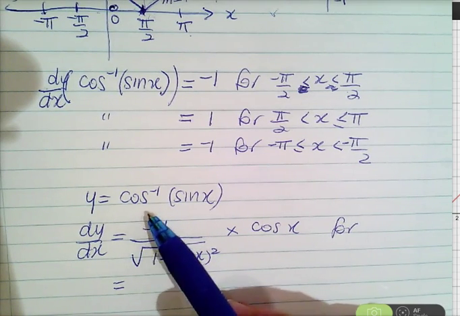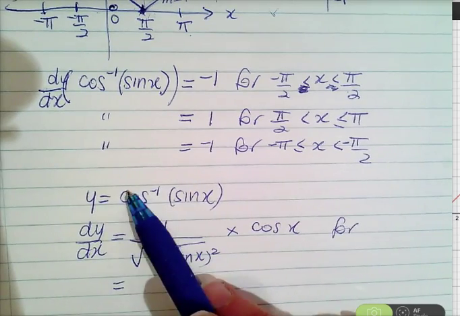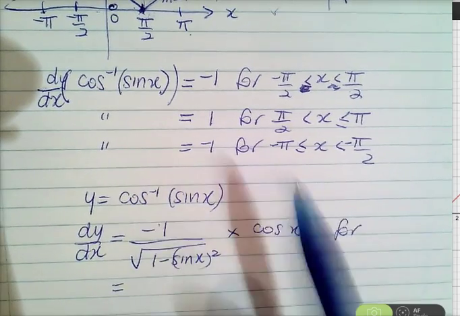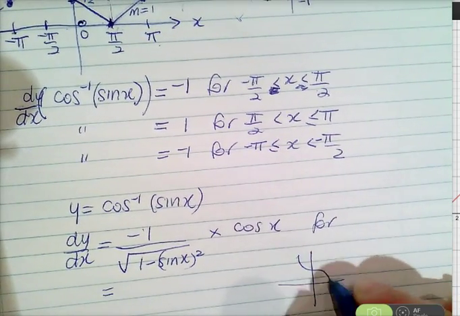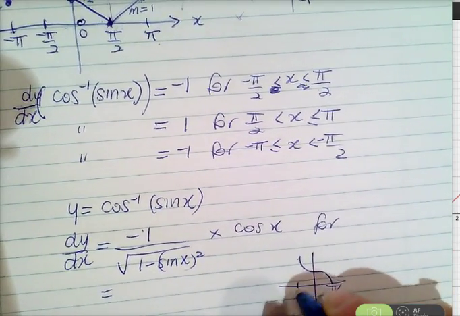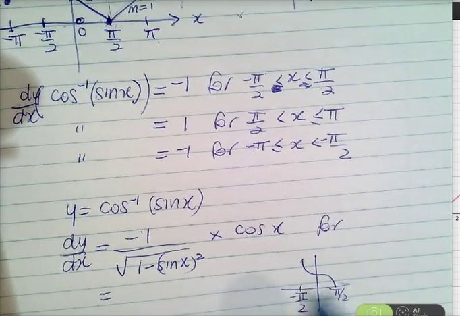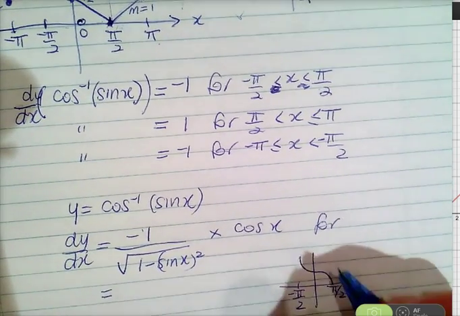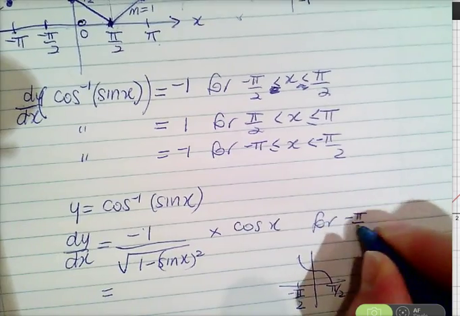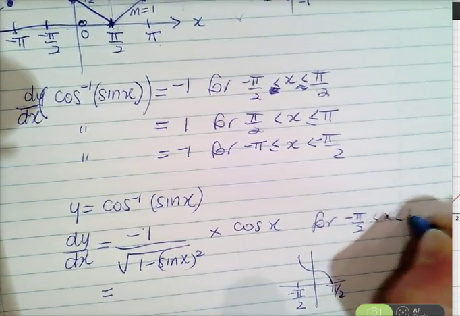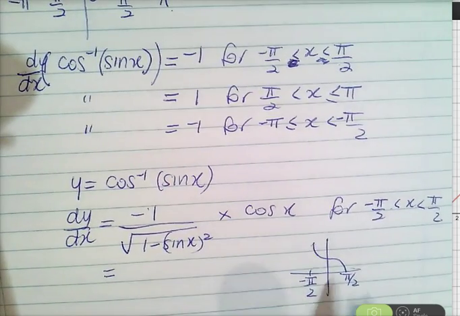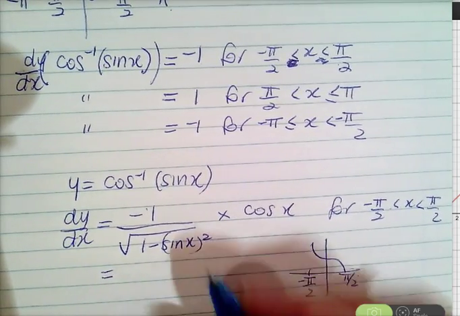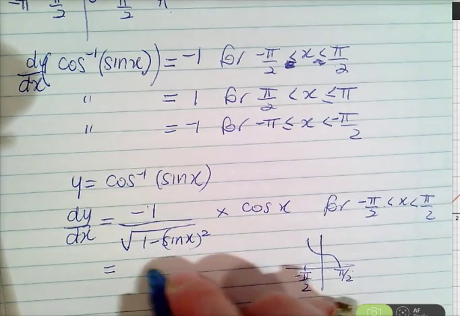the domain to which cos to the -1 of x applies. And if we draw the graph of cos to the -1 of x, it only applies for the domain from -pi on 2 to pi on 2. So that's why if you do it this way, it will only give you the derivative from -pi on 2 to pi on 2. So, I'll just work that out.